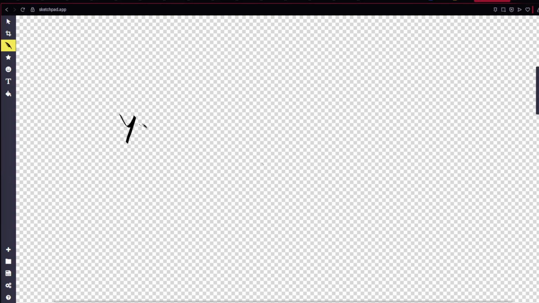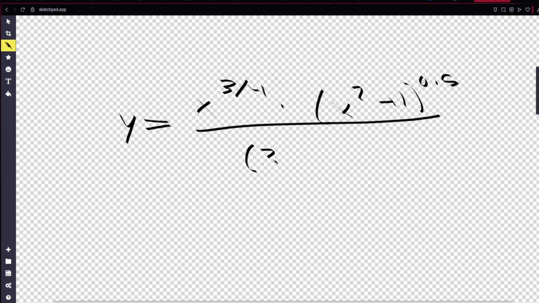Now, logarithmic differentiation is really the most beautiful thing I've ever seen in my life. So we'll take a function, y equals x to the 3/4 times (x squared plus 1) to the 0.5 power, over (3x plus 2) to the 5th power.